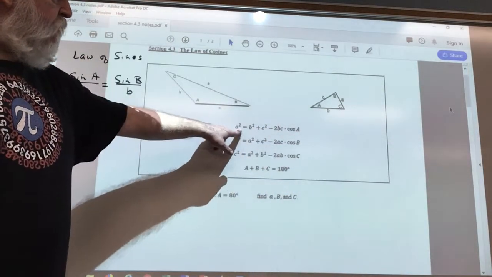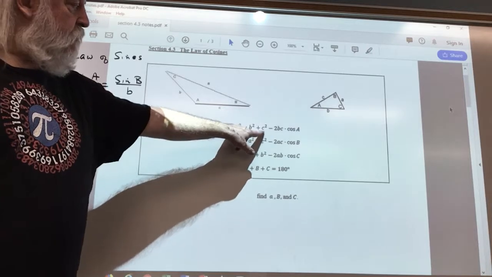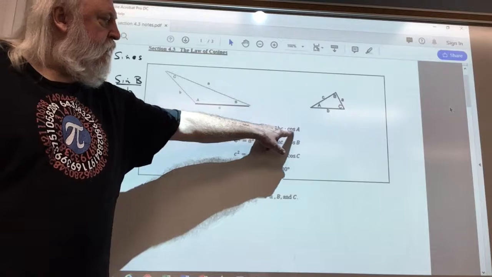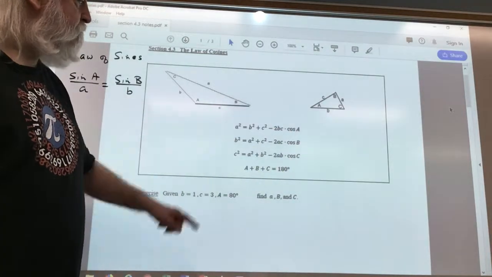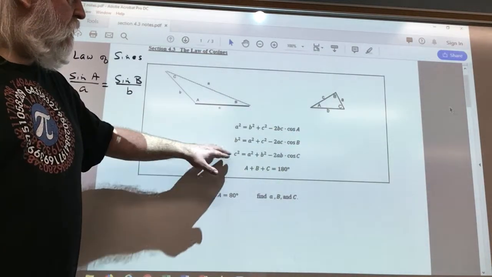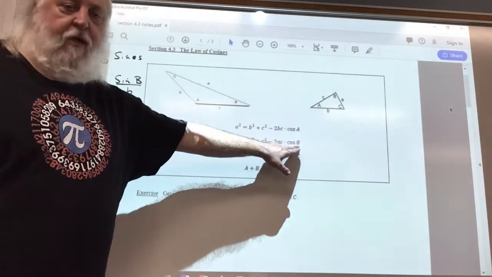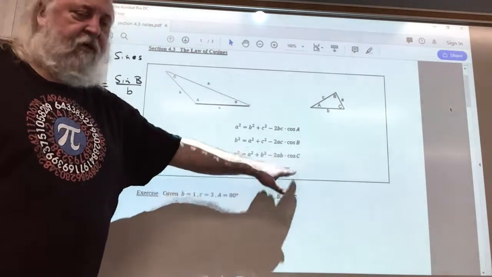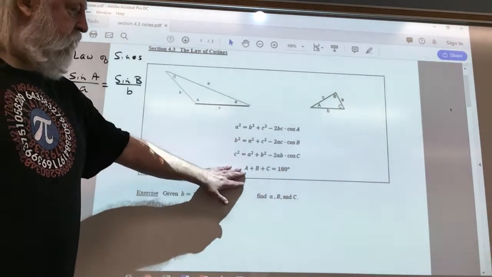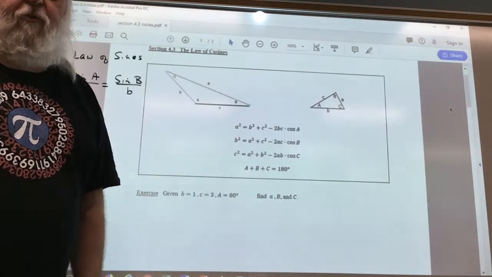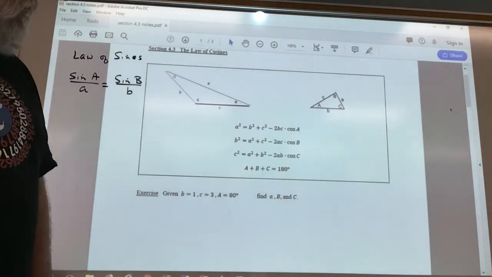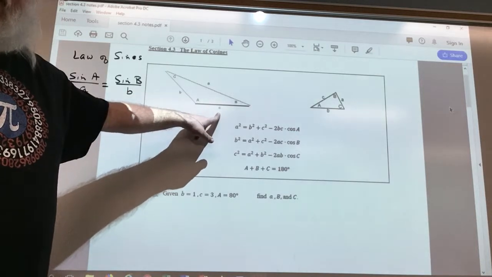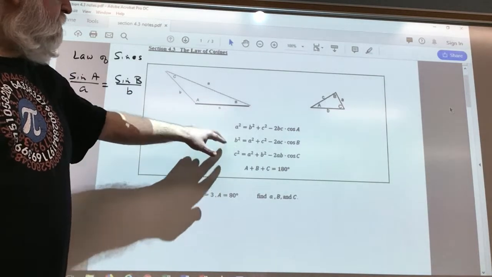We have side A squared is equal to side B squared plus side C squared minus 2 times B times C times the cosine of angle A. And we have a similar equation relating the three sides to angle B, and a third equation relating the three sides to angle C. And then we have the fourth equation, that the sum of the three angles has to add up to 180 degrees.